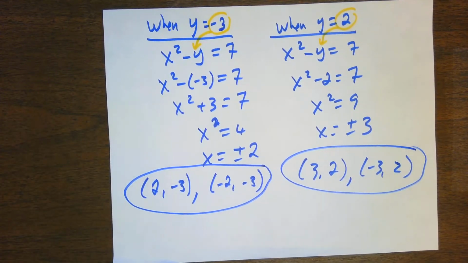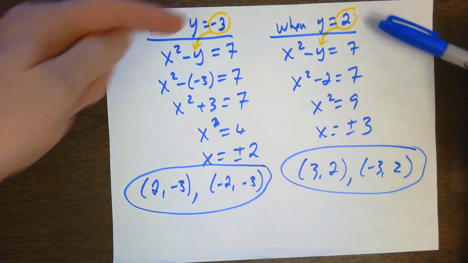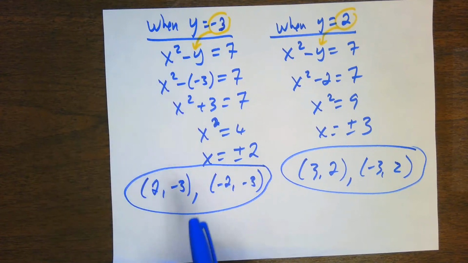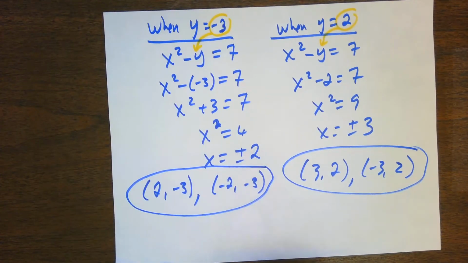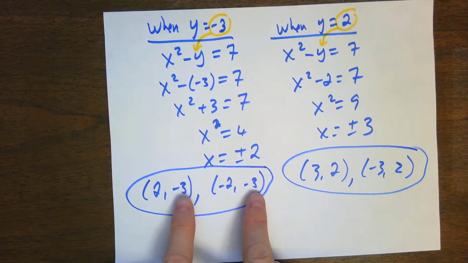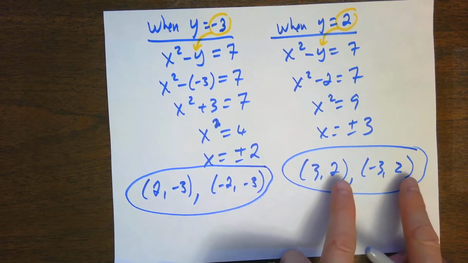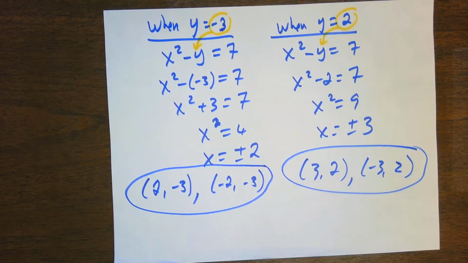Ladies and gentlemen, this parabola and circle have 4 solutions, and there they are. At first we thought there was only going to be 2, but for each of the y values we found, there were 2 corresponding x values. For each of the y values we found, here was negative 3, there were 2 different x values. For the y value of 2, there was 2 different x values.